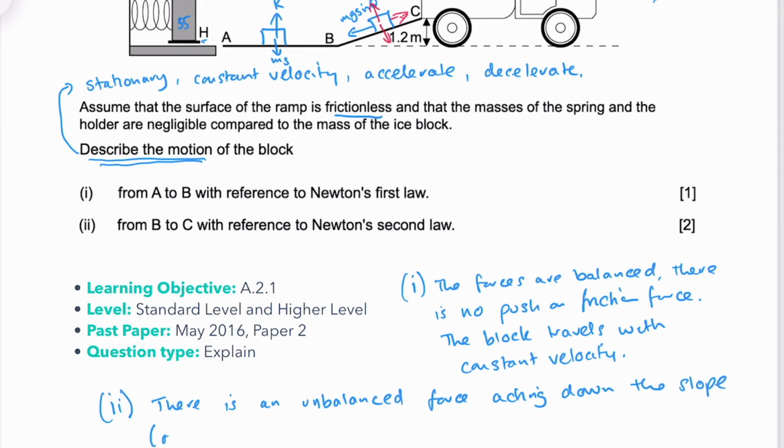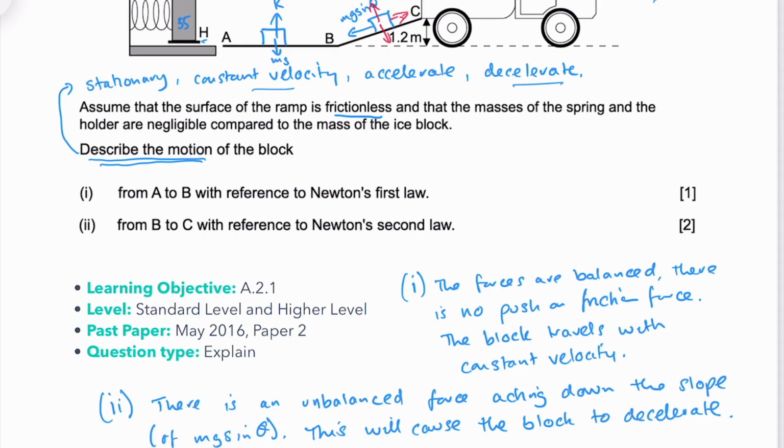And you could even say of mg sine theta. This will cause the block to decelerate. And you can see we've used the phrases constant velocity and decelerate. My biggest tip is, if you see the words describe the motion, use one of those 4 phrases.